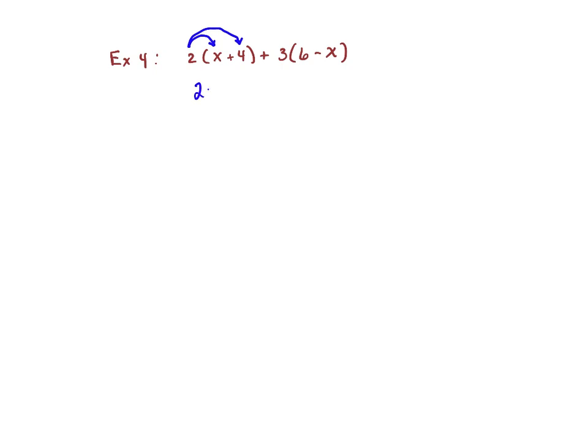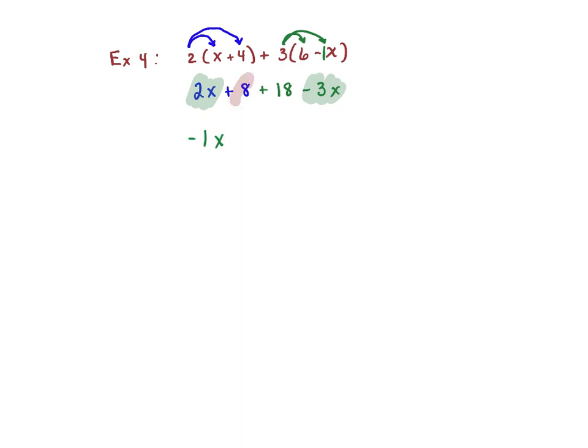So we got 2 times x and 2 times 4. Then we distribute this 3. And we go 3 times 6. And 3 times, it's a negative 1 right there. We just never show that 1 in front of it. So it's 3 times negative 1, negative 3x. Let's find some like terms. There we go. An x term, 2x, and an x term, negative 3x. Those are like terms, so 2 take away 3, negative 1x.